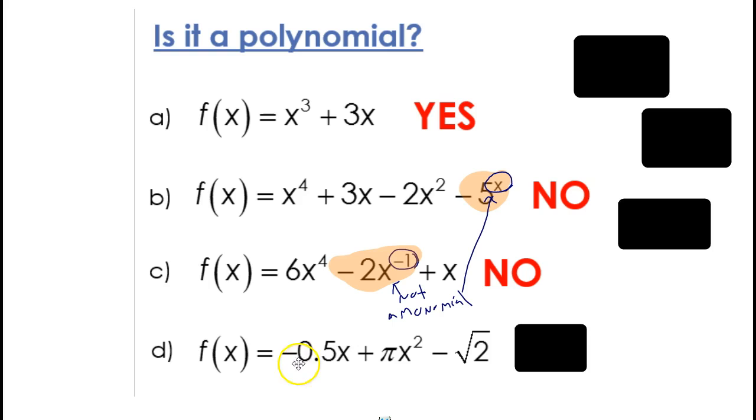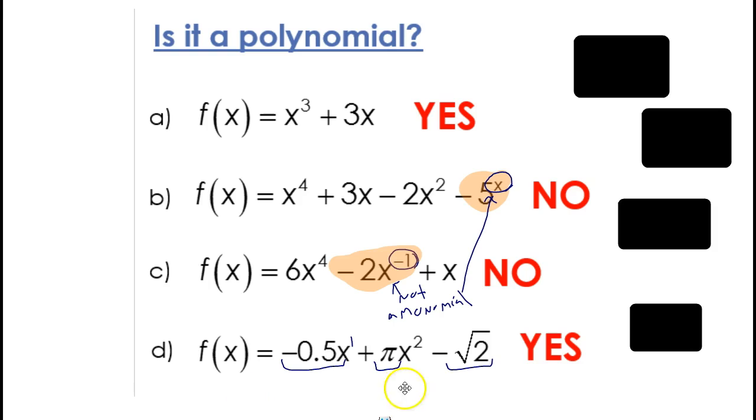What about this last one? -0.5x plus pi x squared minus √2. Okay, so we have an exponent of 1. That's a whole number. 2. That's a whole number. And this one doesn't have an exponent, so we're fine. We have coefficients of -0.5, pi, and -√2. All three of these numbers are real, and since they're real, we get, yes, this is a polynomial.